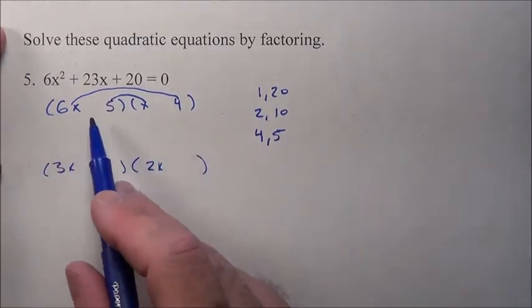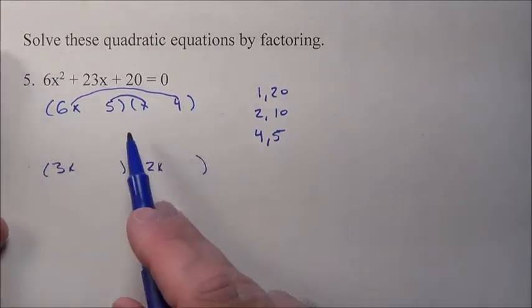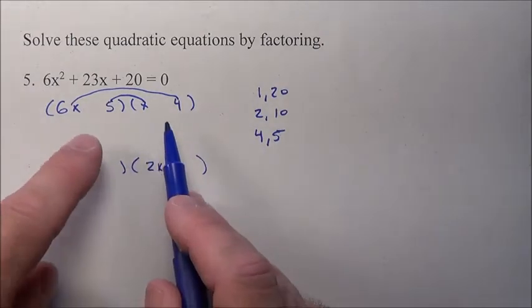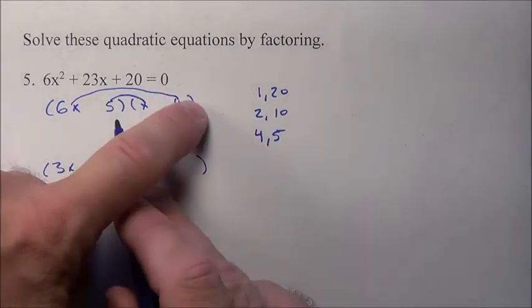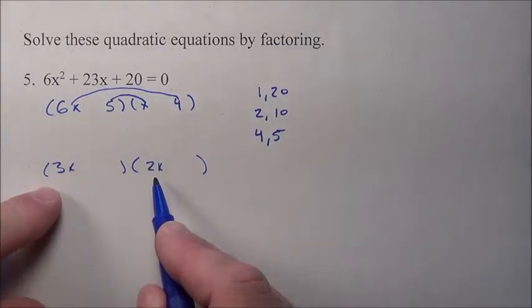So I know it's not anything with a 6x. Now I basically just tried 6 different things here because I did the 1 and 20, flipped it 20 and 1. I did the 2 and 10, flipped it 10 and 2. So it wasn't any of those. So let's come to the 3x and 2x.